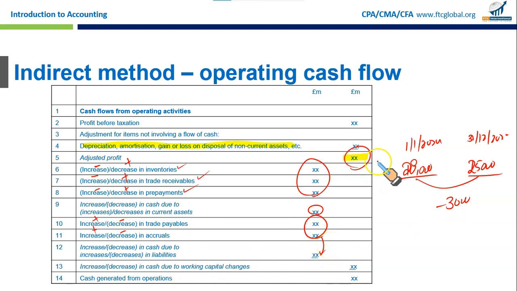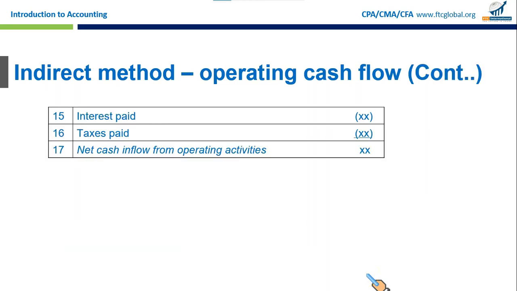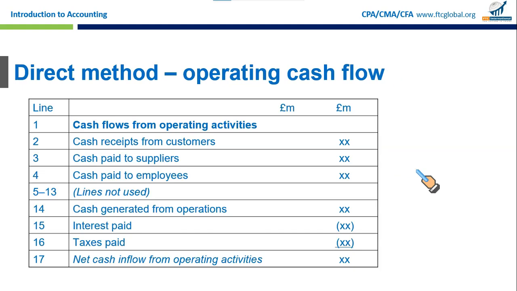So net of these figures is here. So now we have our adjusted profit, adjustments in current assets, adjustments in changes in current liabilities, overall changes this one. This, let me show you, this and this, the net figure is reported here, and then this is the figure cash generated from operations. Now we need to make other adjustments, interest paid, taxes paid, and now this is the net cash inflow from operating activities, and this is $2 million, let's say. You can prepare your operating cash flow part using direct methods.